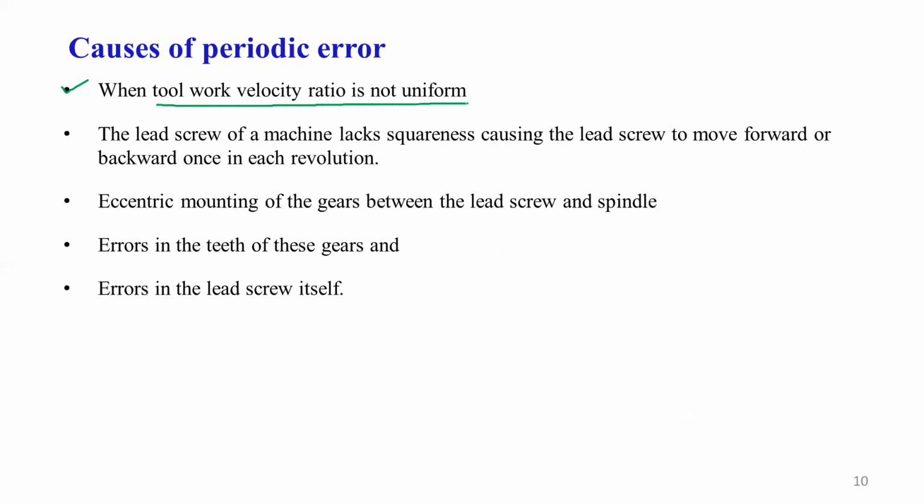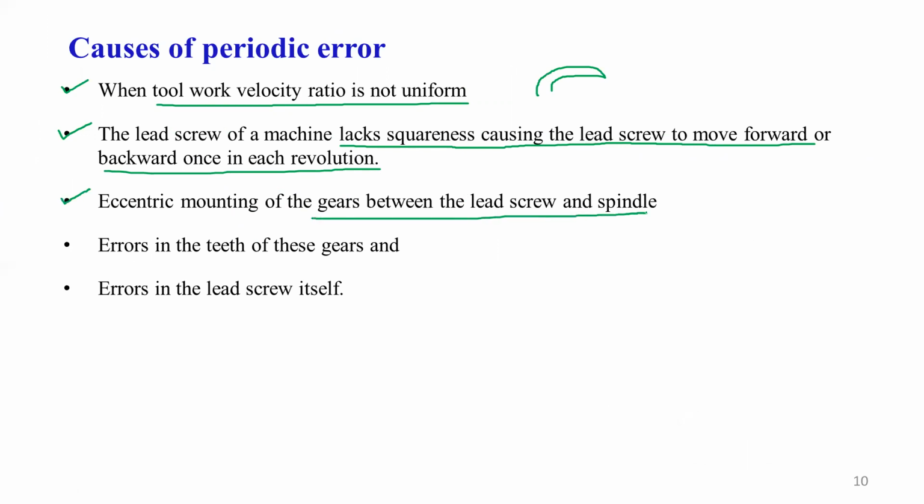tool work velocity ratio is not uniform, and the second one is the lead screw of the machine lacks squareness, causing the lead screw to move forward or backward once in each revolution. So in each revolution, the screw will move forward and then it moves backward. So that causes the periodic error. And eccentric mounting of gears between the lead screw and the spindle, and errors in the teeth of these gears, and also errors in the lead screw itself cause the periodic errors.